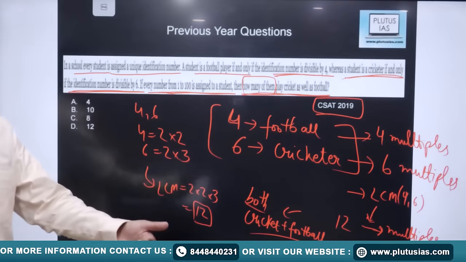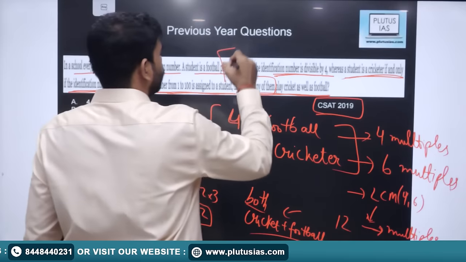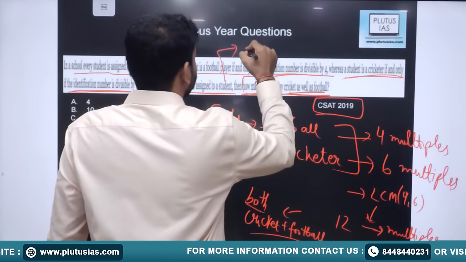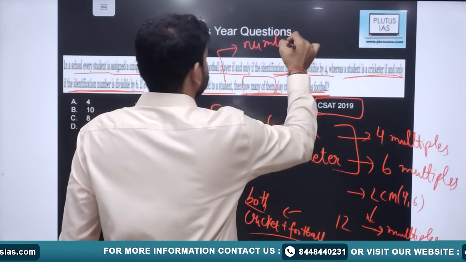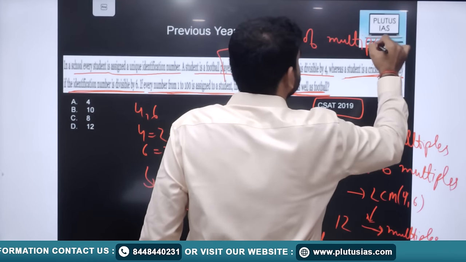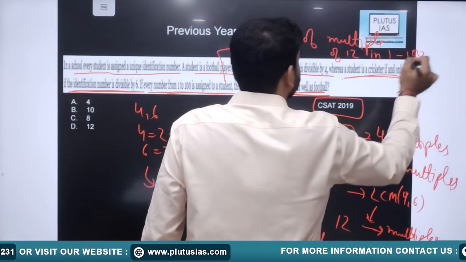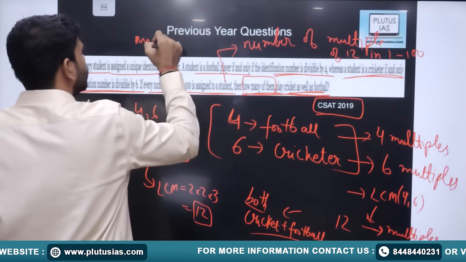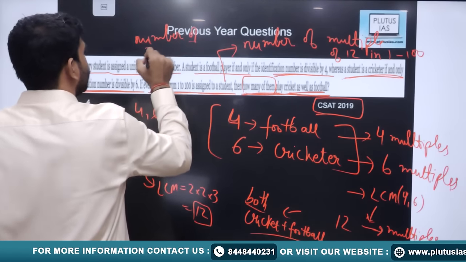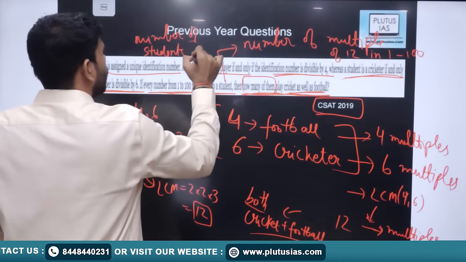Now, after all this, what we came to the conclusion is: the number of students playing both cricket as well as football is the number of multiples of 12 in 1 to 100. This we have to find out. This is the number of students playing both.